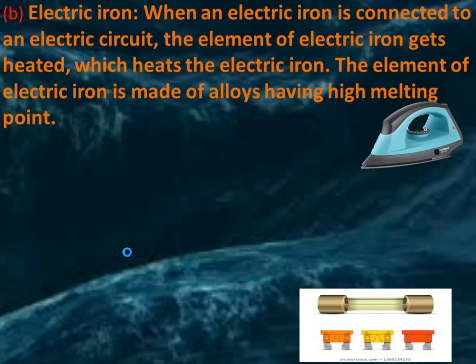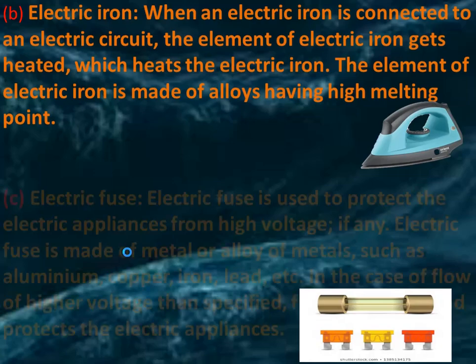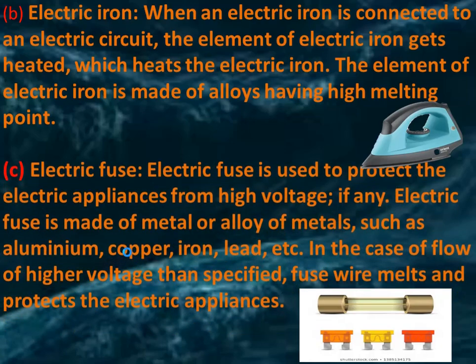Secondly, electric iron. When an electric iron is connected to an electric circuit, the element of the electric iron gets heated up, which heats the electric iron. The element of an electric iron is made up of alloys having a high melting point. Now, electric fuse. An electric fuse is used to protect electric appliances from high voltage, if any. An electric fuse is made up of metal or alloy of metals such as aluminium, copper, iron, lead, etc. In case of flow of higher voltage than specified, the fuse wire melts and thus protects the electric appliances.